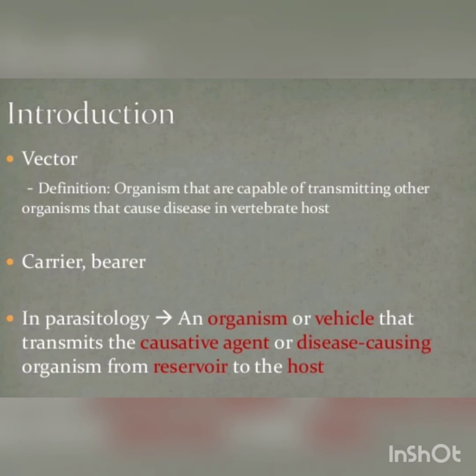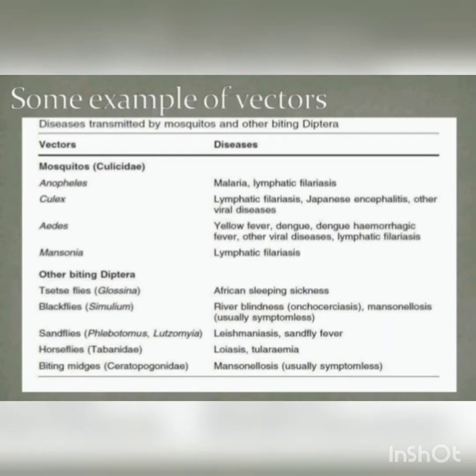So they may suffer from some damage, but they don't suffer from the infections, they don't become ill. So that is about vectors. So let us discuss some of the examples of vectors here which cause diseases among human beings. So there is a table, you can go through that.